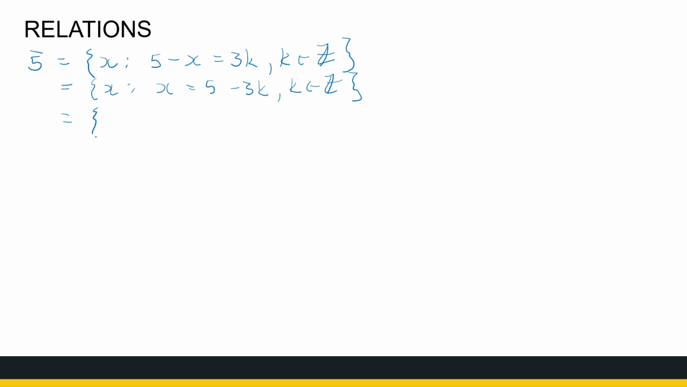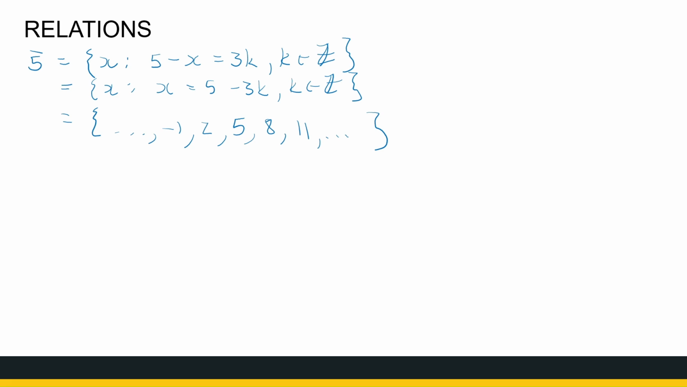That's going to be, if K is 0, I've got 5. If K is 1, I've got 5 minus 3, which is 2. If K is 2, I've got 5 minus 6, which is minus 1. It keeps getting less by 3. If K is minus 1, I've got 5 plus 3, which is 8, so it gets more by 3. The next one will be 11, and so on. So 5 minus any of these numbers is divisible by 3.